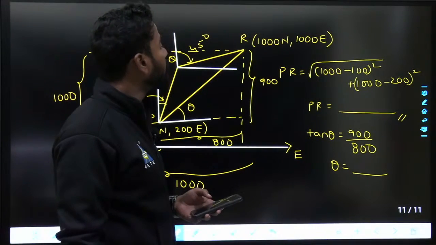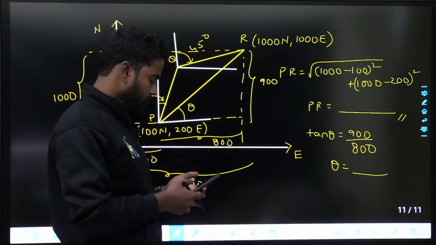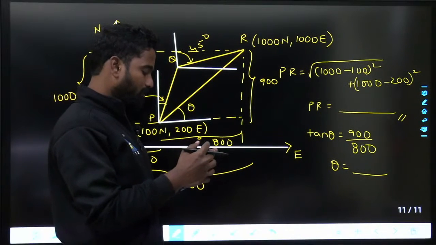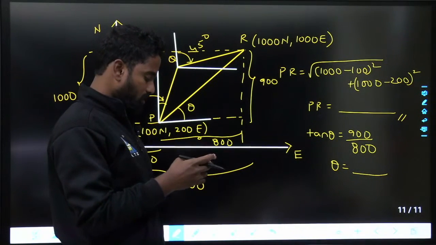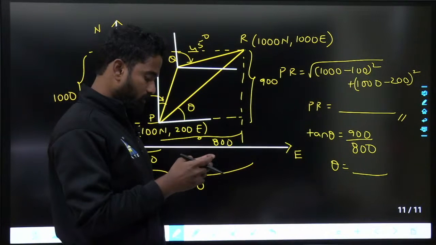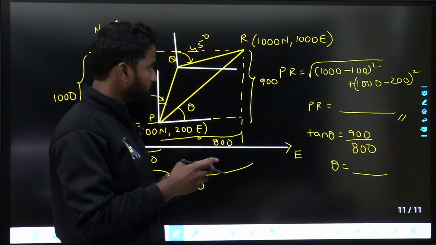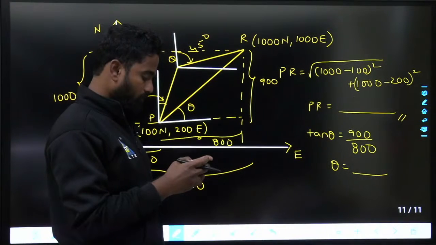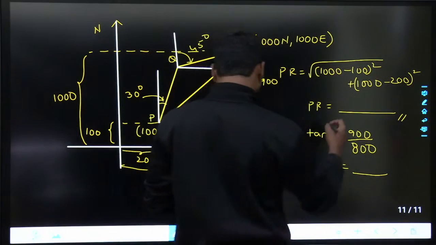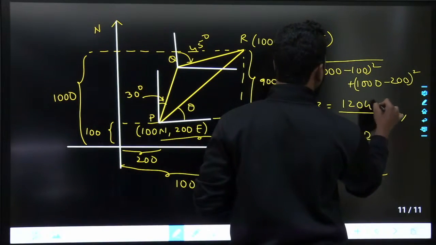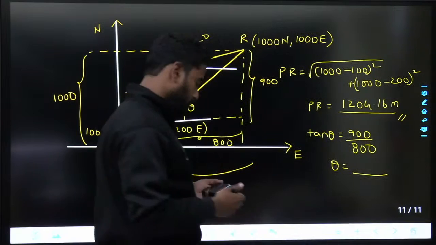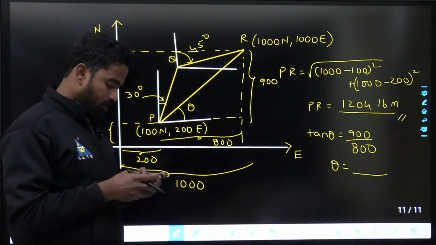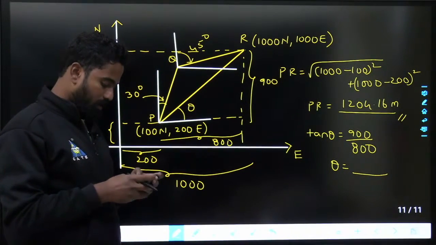(273 degrees) 900. If you want me to calculate, what are you for? Under root of 900 square plus 800 square. This is 1204.16 meters, and tan inverse of 9 divided by 8.